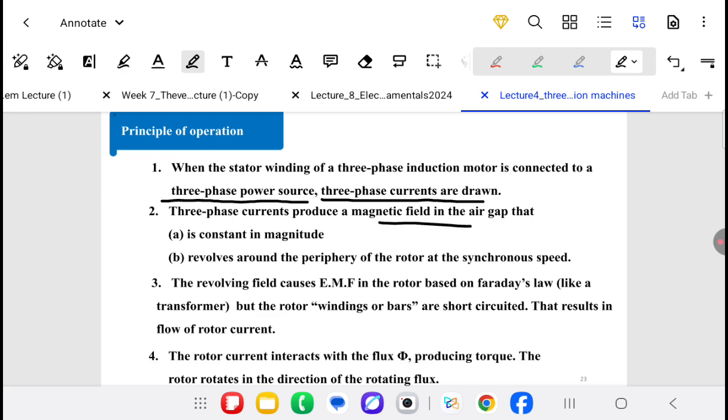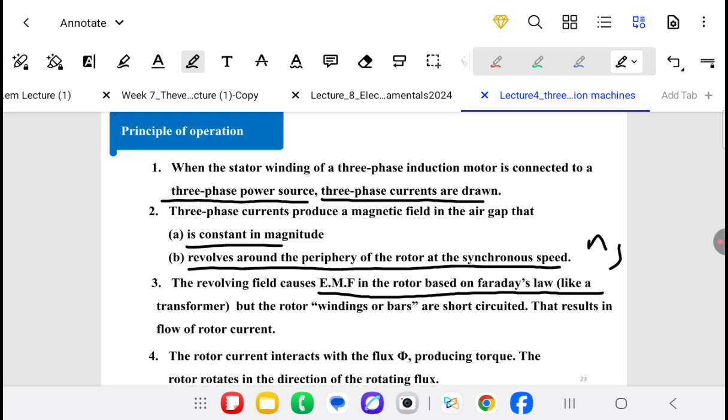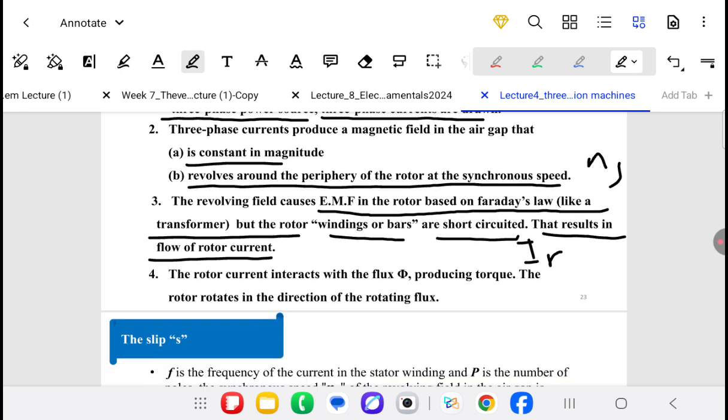Three-phase currents produce magnetic flux in the air gap that is of constant magnitude, and revolves around the periphery of the rotor at the synchronous speed, which is Ns. The revolving flux causes EMF in the rotor based on Faraday's law, like the transformer action, but the rotor windings or bars are short-circuited. That results in the flow of rotor current. The rotor current flows because the rotor circuit is closed using the short-circuit end rings at the terminals of the bars.